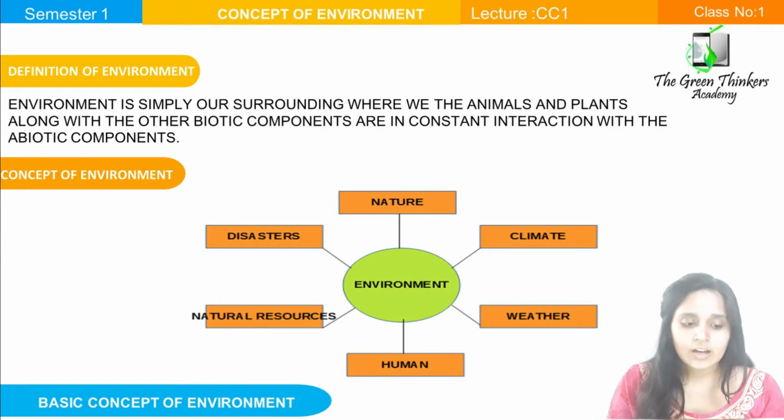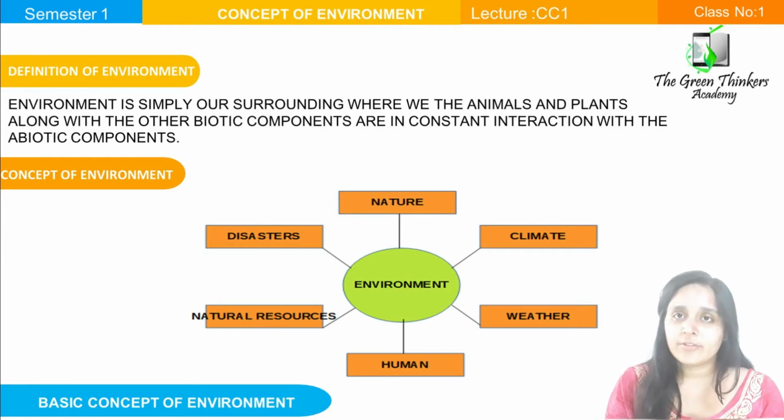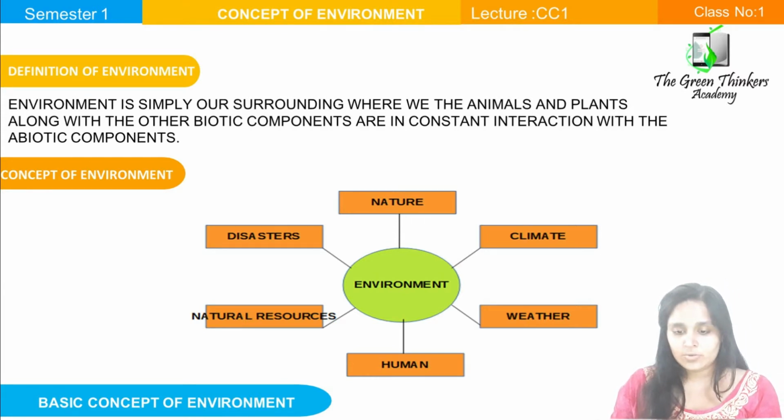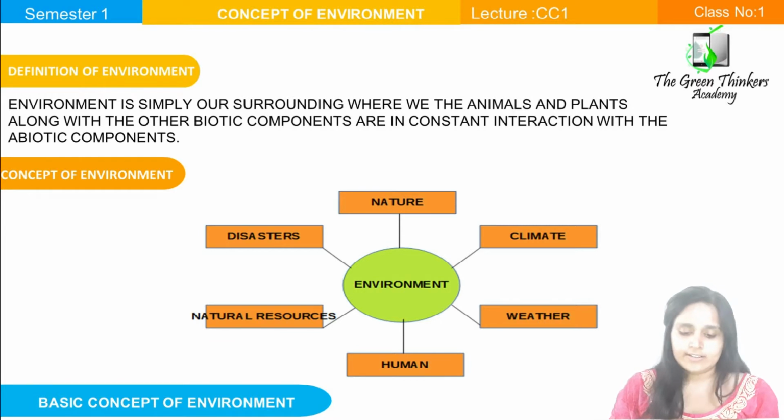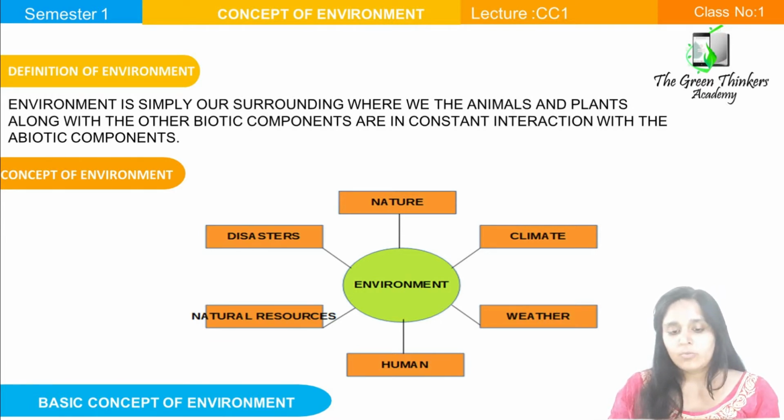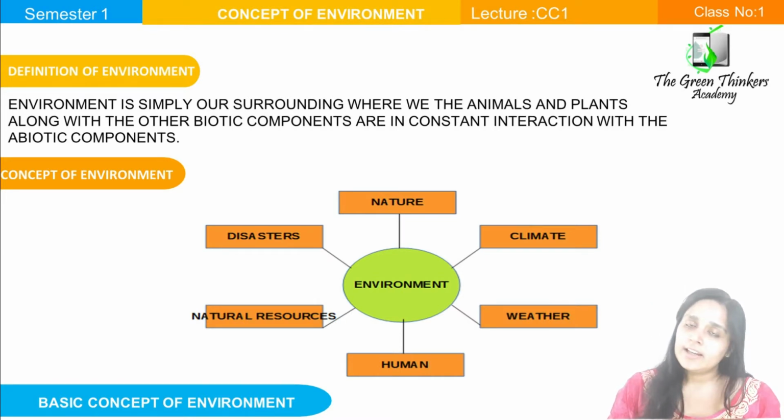Okay, now let's see the basic structure of the environment. Here you can see in this diagram I have shown that environment is surrounded by the weather, climate, nature, disaster, natural resources, human beings. So one way or the other, all these six things, this climate, nature, all these affect the environment, and they sometimes modify the environment.